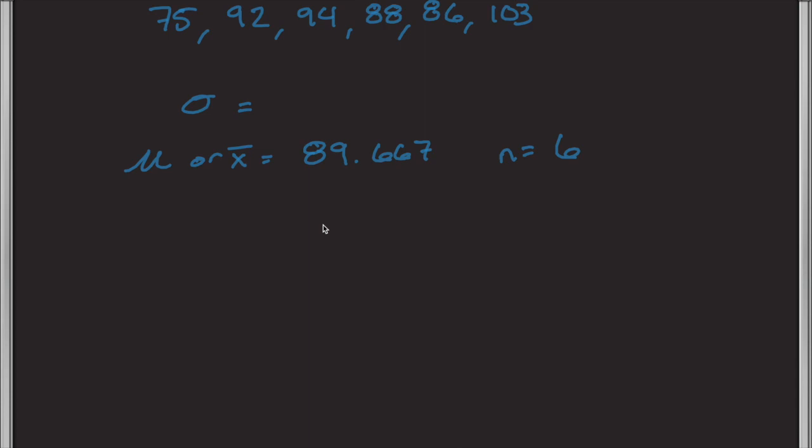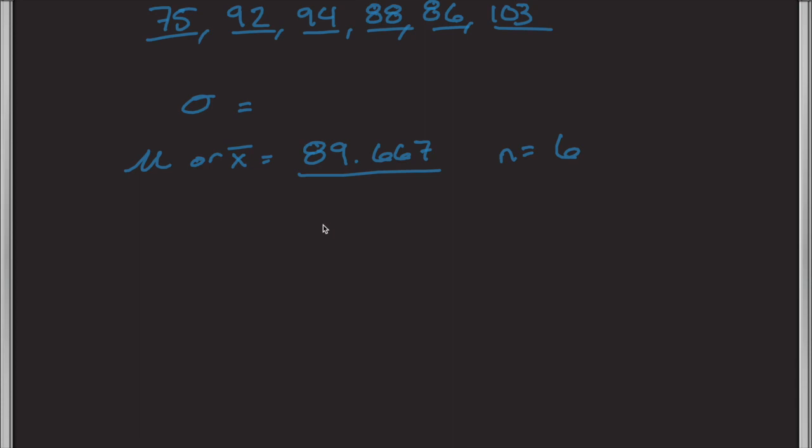We also know our n, the number of observations, 6. Now, to calculate out sigma, all we have to do is take each one of these individual observations and subtract it from the mean, square it, sum it, and then divide by n minus 1. Ultimately, you'll take the square root of that whole thing, and you'll get our standard deviation. So let's walk through this process. Let's start off by calculating some differences.